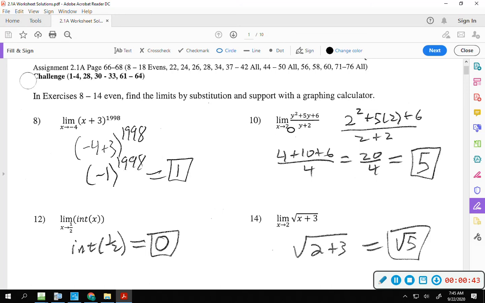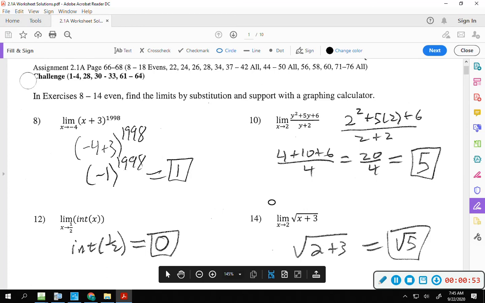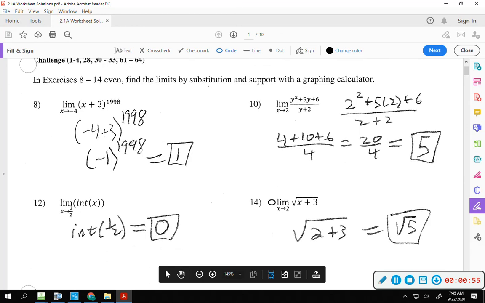Number 10, plug 2 in. If we get a number out, that is the limit. So you get 4 plus 10 plus 6 all over 4. Add that up, you get 20 over 4, which is 5. That easy. Plug it in. What do you get out?